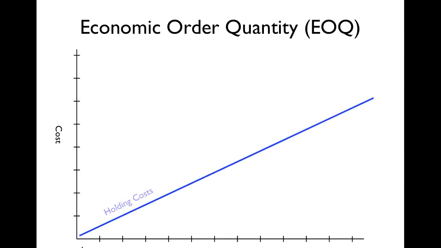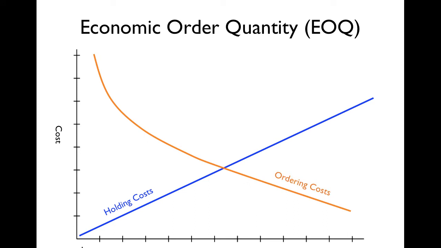So for any situation, here's more of this derivation. If we bought just one at a time, our holding cost for that product would be very low. We wouldn't have to hold any in inventory. We're just buying exactly what we need. At the other end of the scale, we would be buying the entire year's worth at once. So our holding costs then would be relatively high.